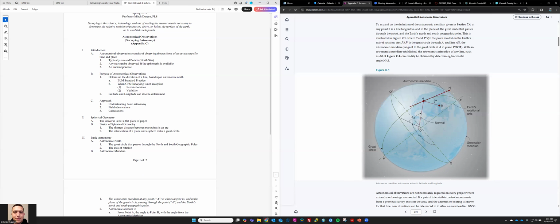P. I'm just going to call it P secondary. So we have P and P secondary, the poles located on the Earth's axis of rotation. Then you have arc PA P secondary, the great circle through A, and that line AN.